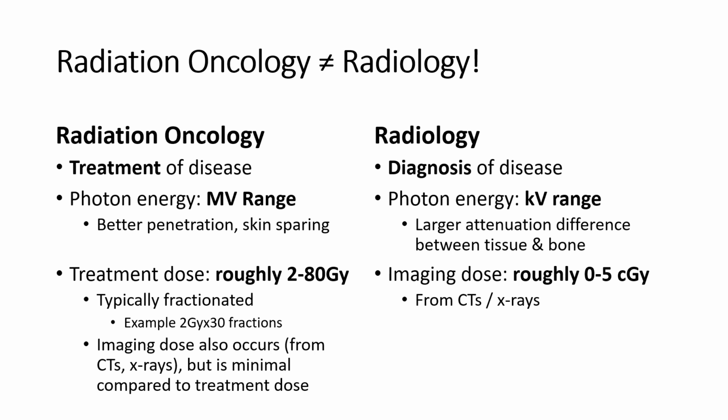And then also the dose is quite different. The treatment dose that we're talking about for radiation oncology is on the order of 2 to 80 gray. Usually it's fractionated in some way, 2 gray per fraction, or 1.8 gray per fraction up to 5 gray per fraction. There is imaging dose for radiation oncology, but really it's minimal compared to the treatment dose. And that imaging dose for radiology studies is on the order of 0 to 5 centigray. So as you can see, it's quite a bit larger for radiation oncology than what we would typically talk about for doses in radiology.